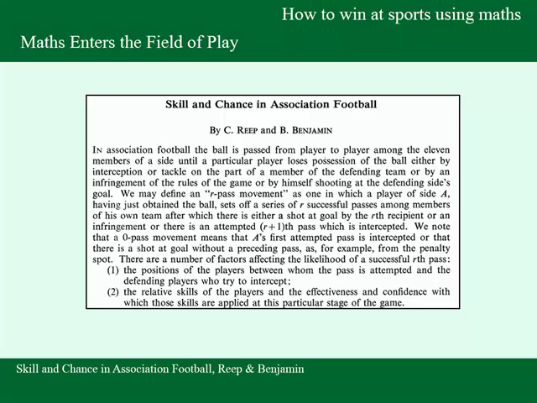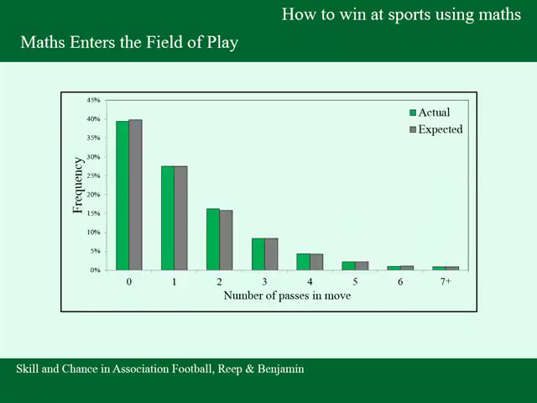The key thing, if I move the mouse to the thing here, is they're looking at chains of passes, so an R-pass movement. How many passes was in a move in football? Did this move have 3 passes in it? Did this move have 0 passes in it? That type of thing. This was the results they got.